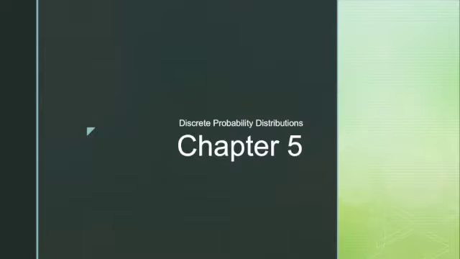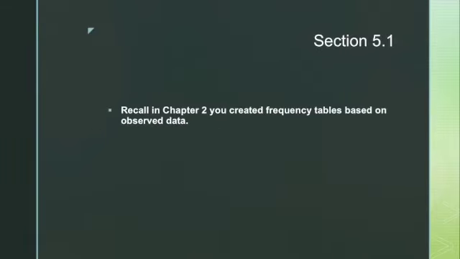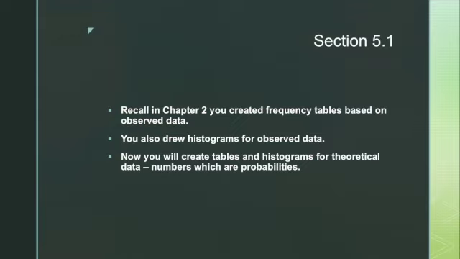Right, class, so today we're going to cover Chapter 5. Chapter 5 is all about discrete probability distributions. So friendly reminder that in Chapter 2 we created frequency tables based on observed data, and we drew histograms for each of these frequency tables.